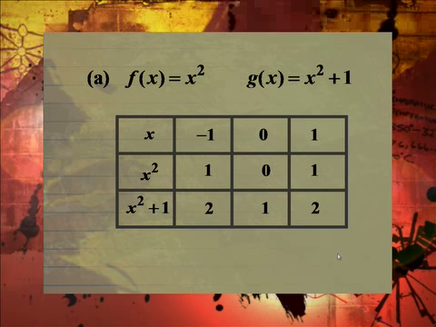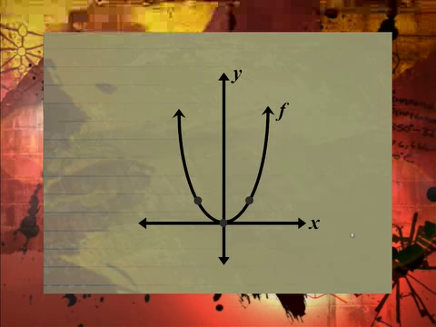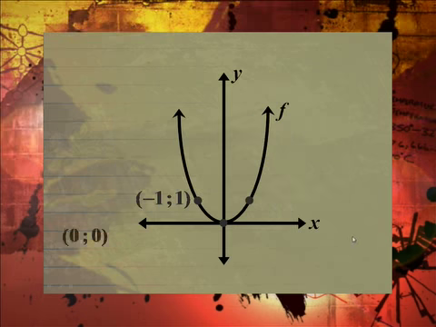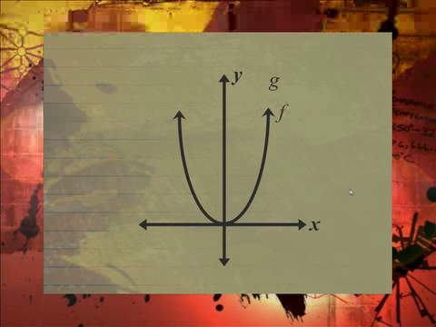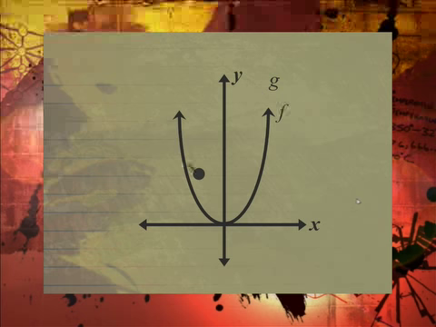Now let's see how this works. If we take this graph, this is the basic graph that we sketched when we started: -1, 1, 0, 0, and 1, 1. Okay, now watch this, people. When you add 1 to the y values, look at this. The graph of g, if you take, that's the point -1, 2.